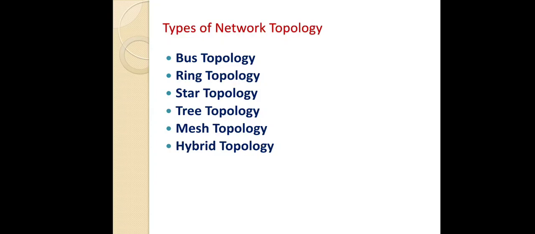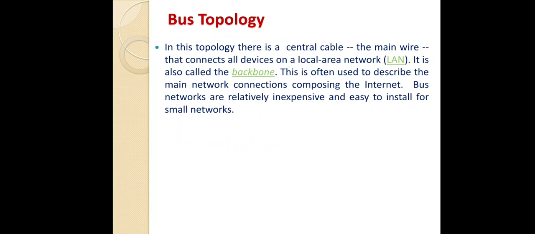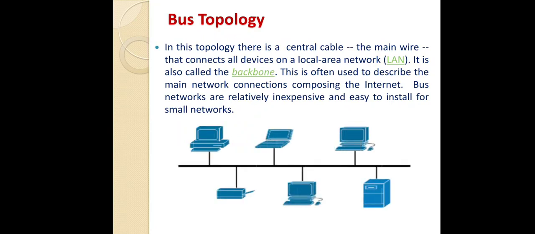Now, moving to the basic type, that is the bus topology. In bus topology, as we can see here in the diagram, there is a central cable, the main wire, that connects all devices on a local area network. It is also called the backbone of the network. This is often used to describe the main network connections composing the internet.